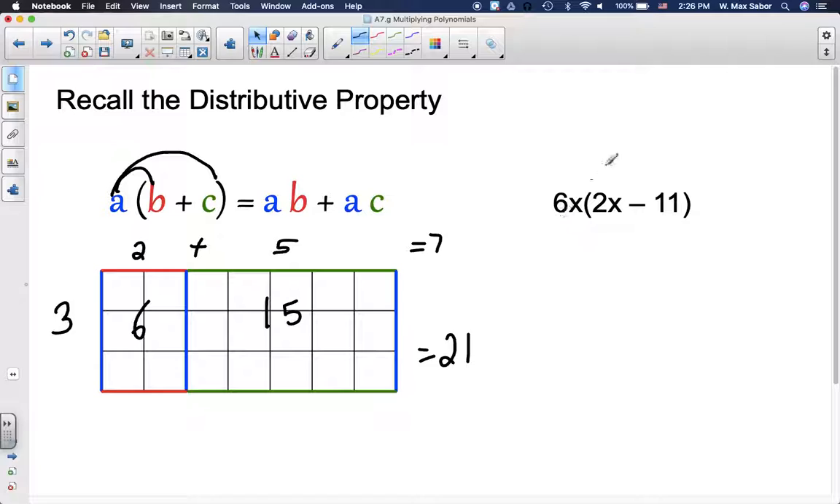So when we do that algebraically, what you see is this. This is multiplication. 6x times 2x is 12x squared. Remember, x times x is x squared. 6 times 11 is 66. We keep the negative and x.